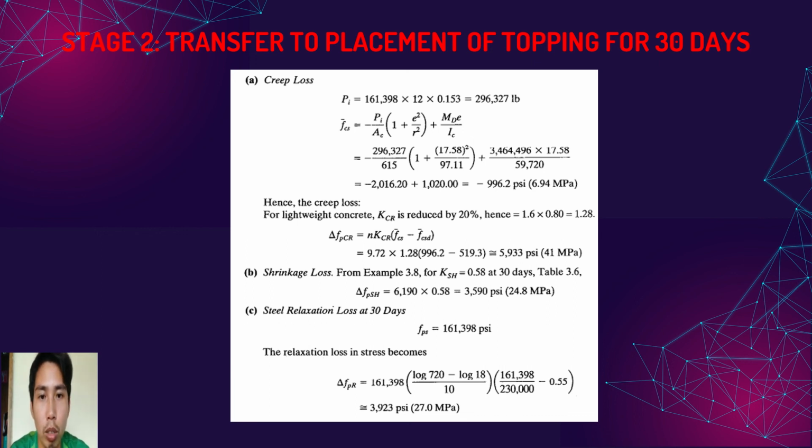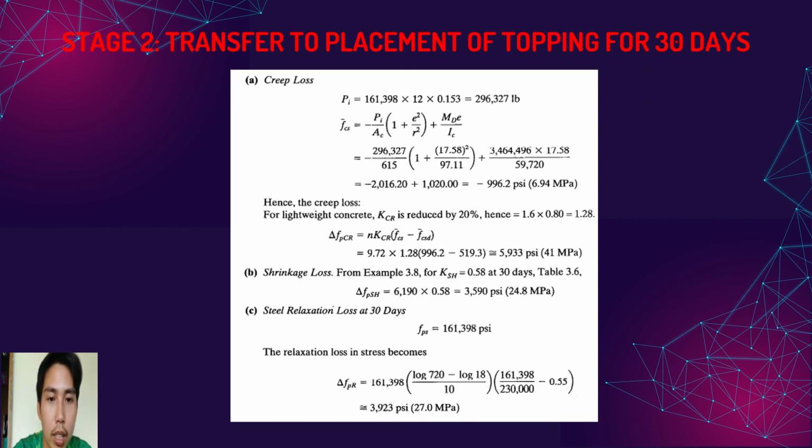996.2 psi. Hence, the creep loss for lightweight concrete C sub CR is reduced by 20%, hence equals 1.6 times 0.80 equals 1.28. Delta F sub PCR equals n K sub CR times F sub CS minus F sub CSD equals 9.72 times 1.28 times 996.2 minus 519.3 equals 5,933 psi.